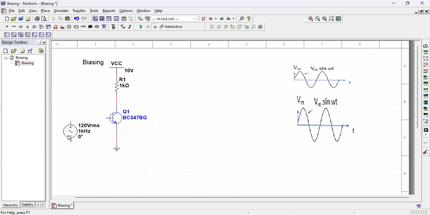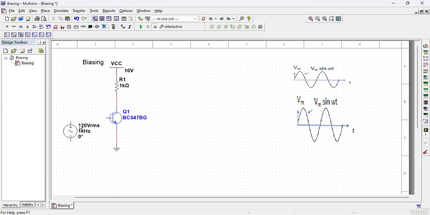And signal, normally our audio signal ranges from around say 100 hertz to maximum 10 kilohertz. But normally when we work in our laboratory, we test everything on 1 kilohertz. 1 kilohertz is a nominal value, right? And the voltage value is 120 volt RMS. Of course, this will be dangerous to this transistor.